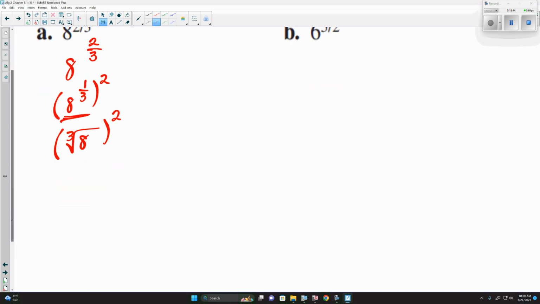Now what times itself 3 times is 8? 2. Because we can do a factor tree, which would be 2 times 4. 4 is 2 times 2. So we have 3 2's. So the cubed root of 8 is 2. 2 squared is 4. So 8 to the 2/3 is 4.